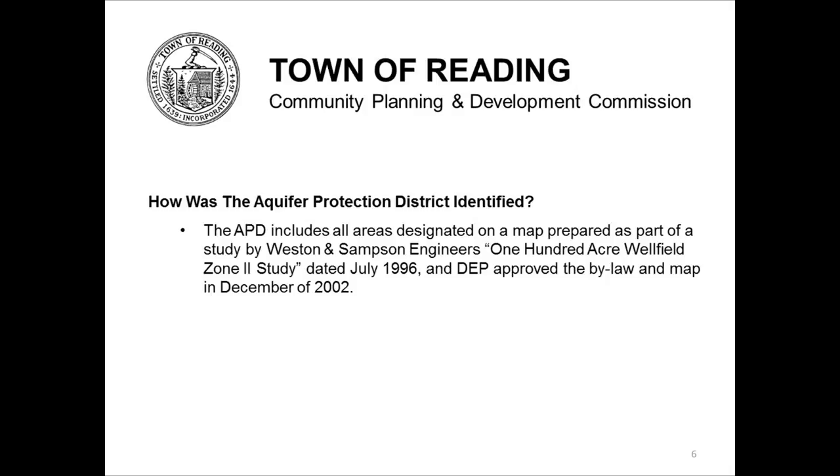Next question, how was the Aquifer Protection District identified? It was identified as part of a study by Weston and Sampson engineers entitled 100-acre Wellfield Zone 2 Study, dated July 1996. The MassDEP approved the bylaw and map in December 2002. And the point of me bringing this up is it's really not an arbitrary boundary. It's one that has been well identified.